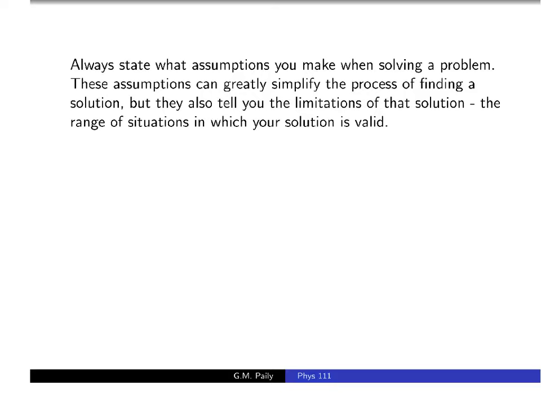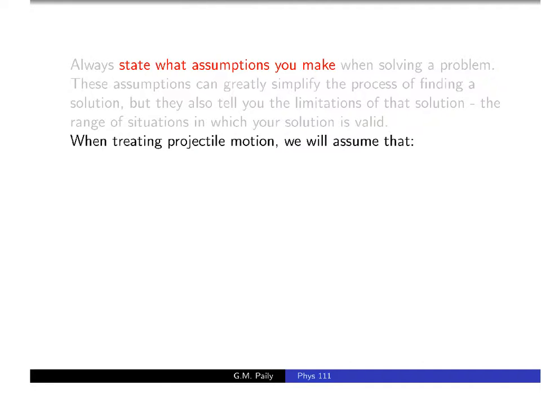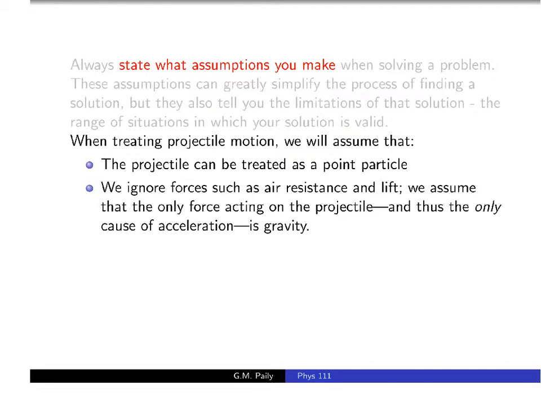So what about projectile motion? When treating projectile motion, we will assume that the projectile can be treated as a point particle. So in other words, we won't care about the extension of the object. If we throw a tennis racket, we're still going to treat it like a point particle. We're going to ignore forces such as air resistance and lift. We will assume that the only force acting on the projectile, and thus the only cause of acceleration, is gravity. This is the most crucial point in the definition of a projectile.